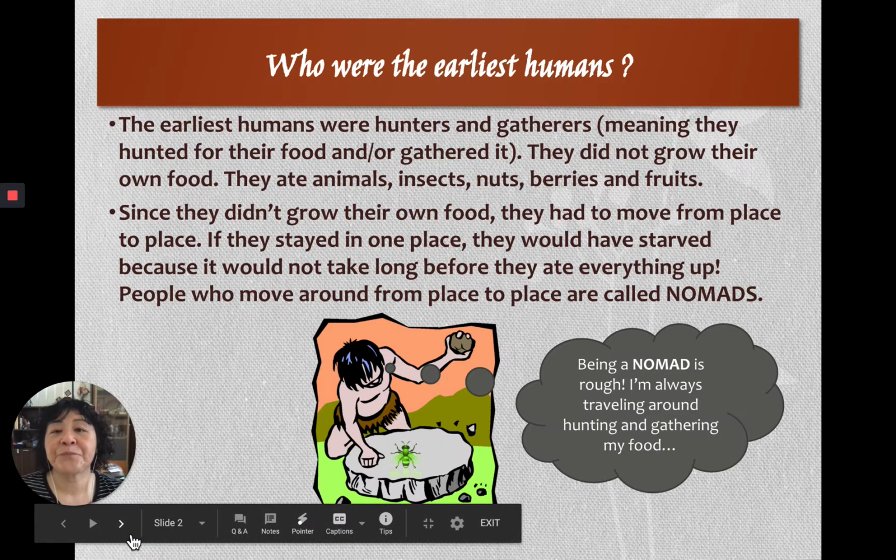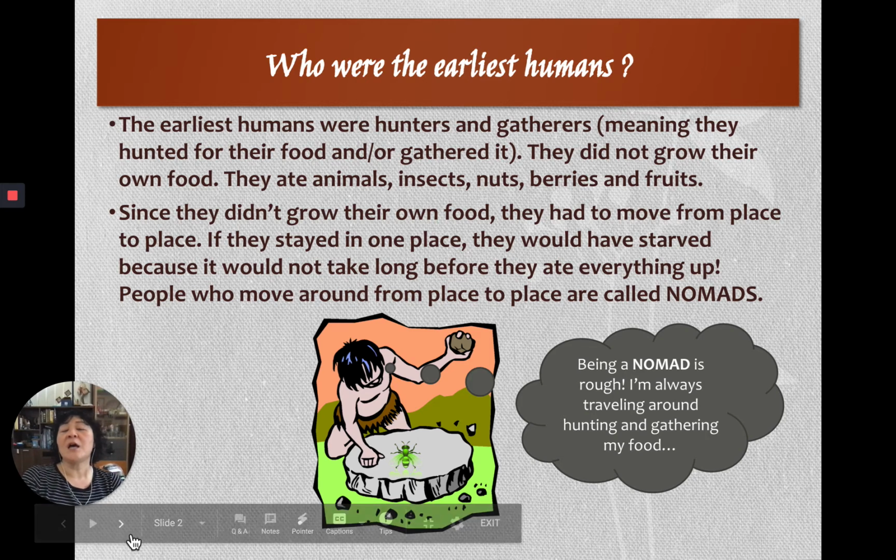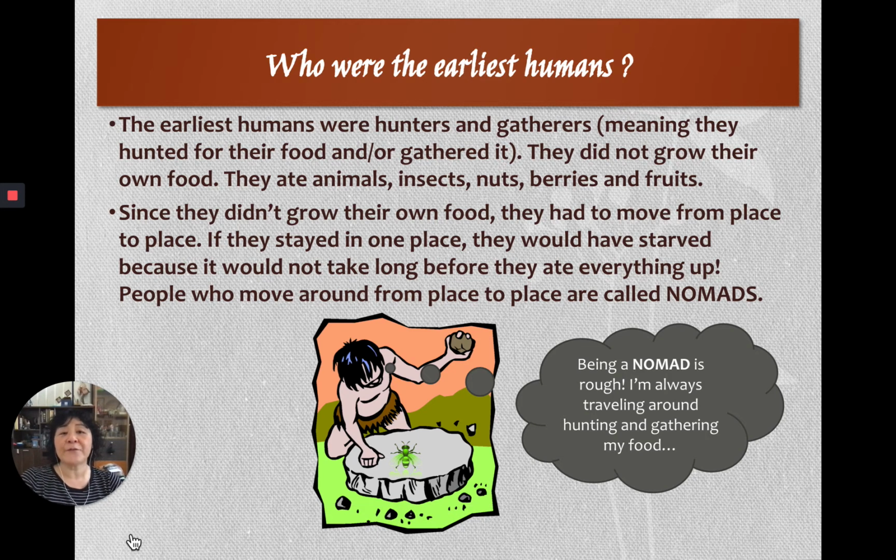All right. So who were the earliest humans? The earliest humans were hunters and gatherers, meaning they hunted for their food and or gathered it.